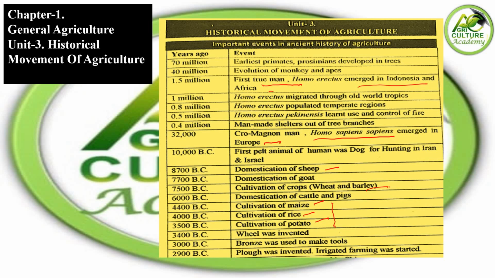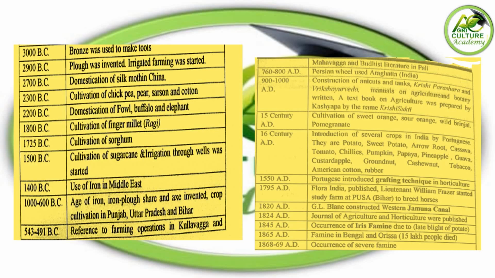3,400 BC, the wheel was invented. 3,000 BC, bronze was used to make tools. 2,900 BC, the plow was invented and irrigated farming was started. Bronze was used for the first time in 3,000 BC. In 2,900 BC, the plow was invented and irrigated farming was started.